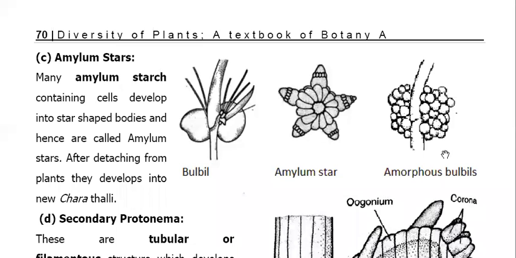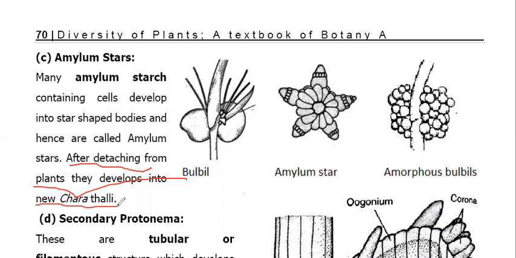Next is the myelin star. Whenever you are asked what a myelin star is, it means the examiner is directly asking about this structure of Chara. Many cells develop into star-shaped bodies, and hence they are myelin stars. After detaching from the plant, they develop into Chara thalli.